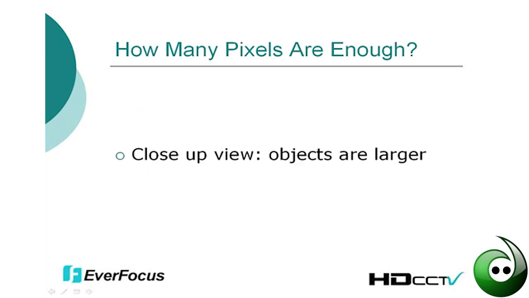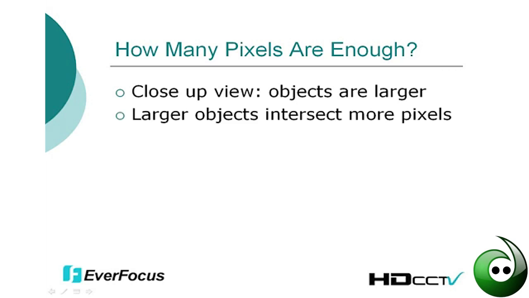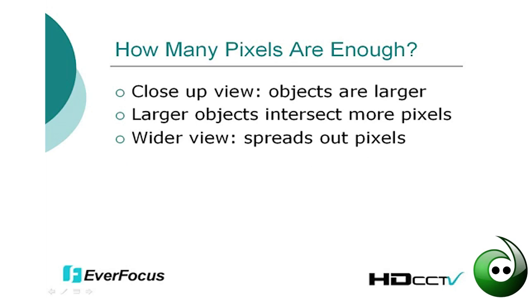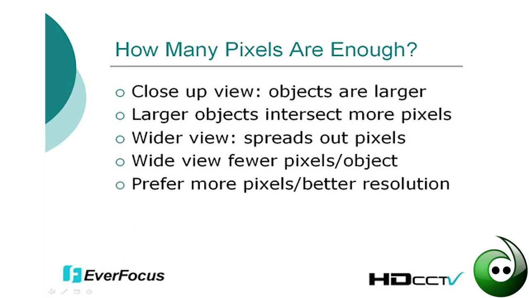How many pixels are enough? In a close-up view, objects are larger. Larger objects intersect more pixels. In a wider view, it spreads out the pixels. There are fewer pixels allocated to each object. We would prefer more pixels to get better resolution.